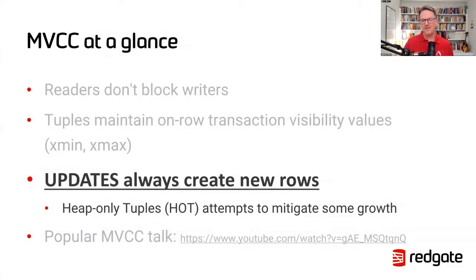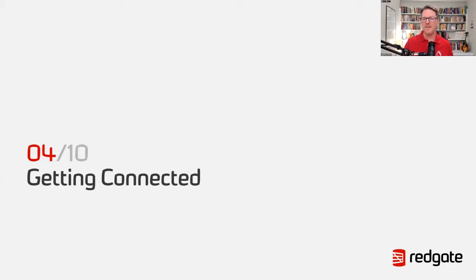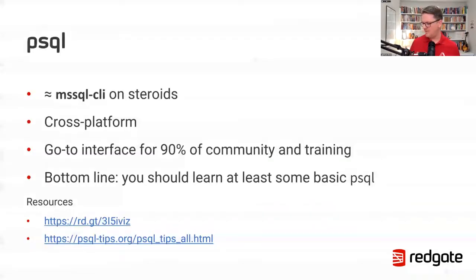So again, updates always create new rows. It's just something to understand within Postgres and what that might mean, particularly in how it works and how it runs. Really quickly, how to get connected.